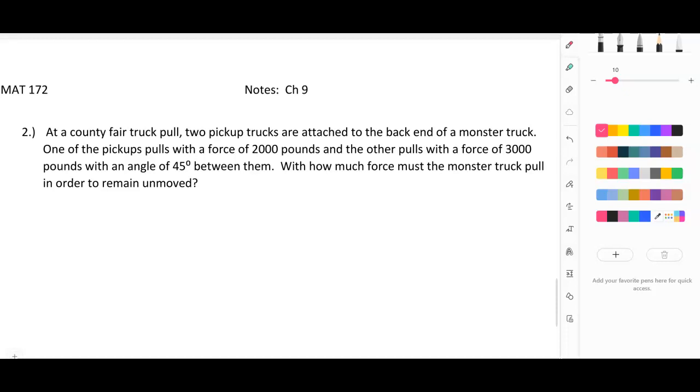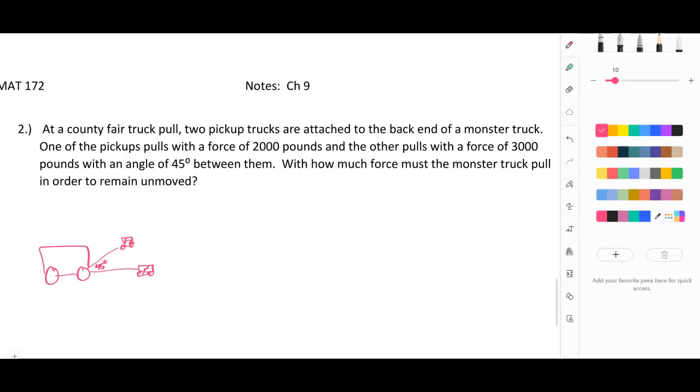So let's draw a picture of what's going on in this example. I've got two trucks. Here's my monster truck, and then I have two smaller trucks pulling. We know the angle between them is 45 degrees. I'm going to call this force 1, and I'll call this one force 2.